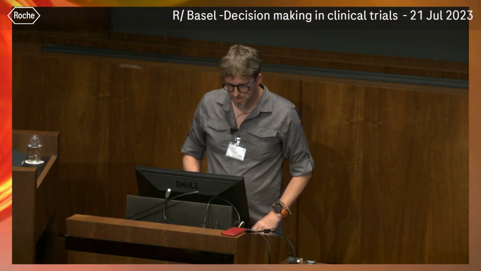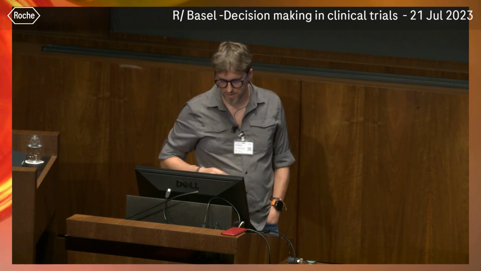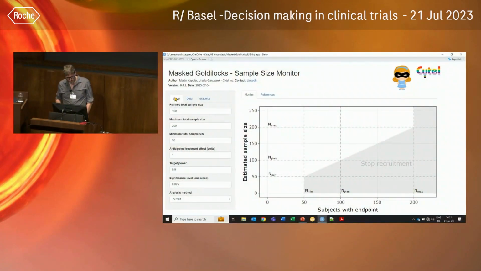So the application works locally here, but it's already online, as you saw. Currently it's on my own Shiny Apps account, but later we will put this on Cytel's account. You see here the monitor on the right side, the subjects with the endpoint on the x-axis and the estimated sample size on the y-axis, and the gray zone is where you would stop recruitment.